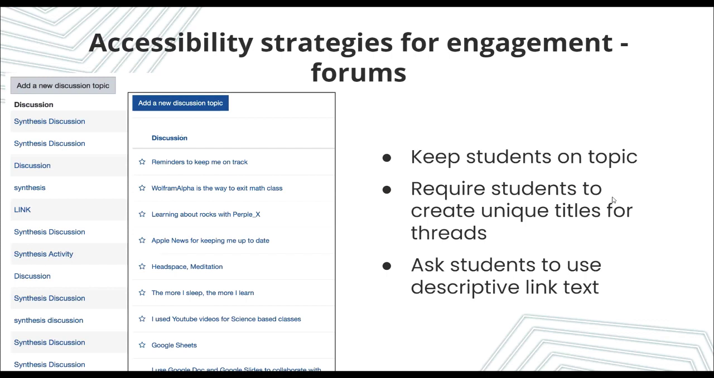Students get 1 point to create a 5 to 7 word title for their discussion post that summarizes what they've written. And then when students give replies, it's not just regarding X, it's again, a 5 to 7 word summary of what they've said in response. And so you can see on this right-hand image, reminders to keep me on track, Wolfram Alpha as the way to exit math class, learning about rocks with purple X, Apple News for keeping me up to date.